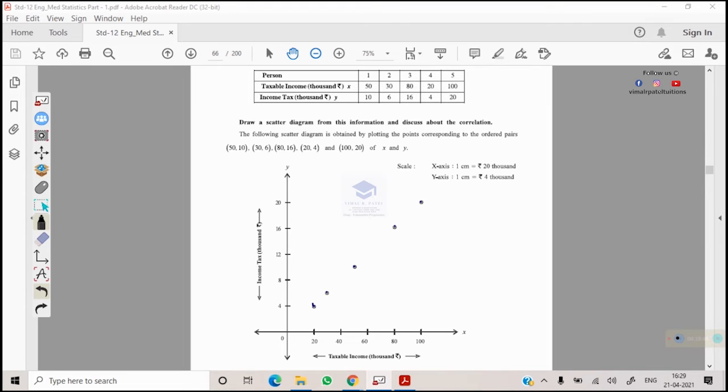So you can see here all points are on the same line. Because income is taxable at 20%. So whatever your income, 20% of it will be charged as tax every time. So they are perfectly related. So here the value of R will be +1. So this is called perfect positive correlation.